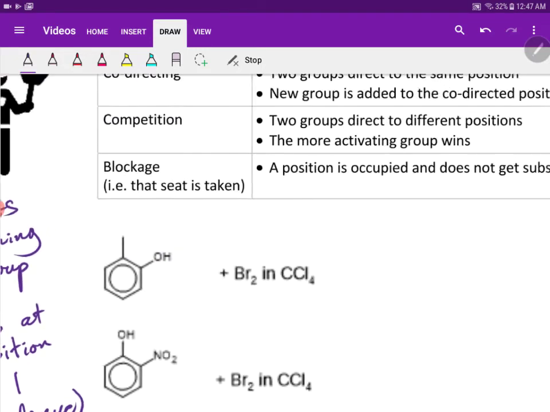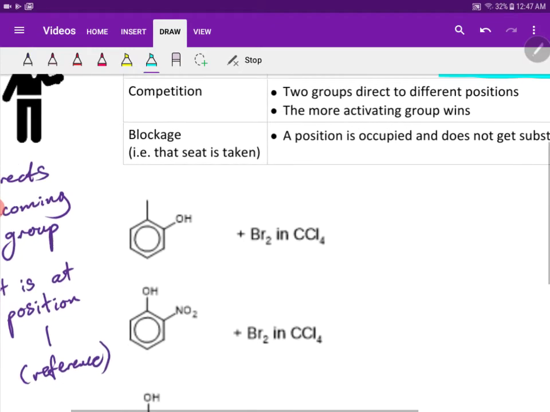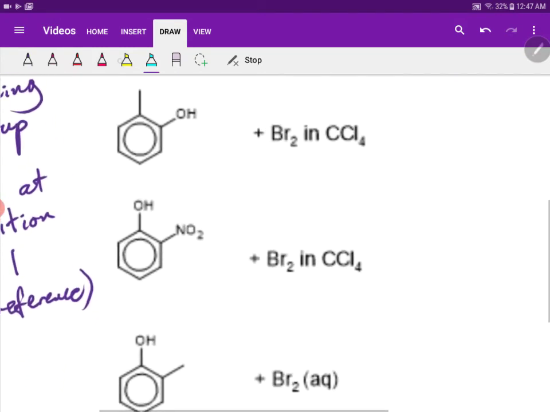Let's take a look at the three different scenarios of directing groups. We have co-directing, where the two groups are directed to the same position, and the new group will be added to the co-directed position.